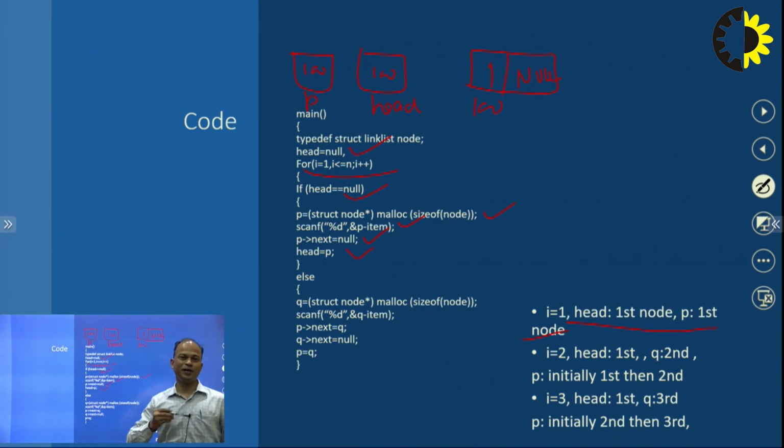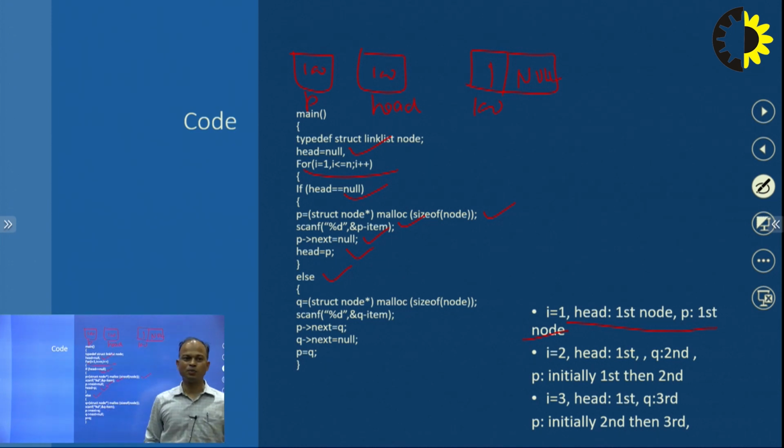Now one more iteration is started. Now i equals to 2. When i equals to 2, this particular condition is false because head now contains 100. Therefore this condition is false, so the else part is executed for i equals to 2 onwards.